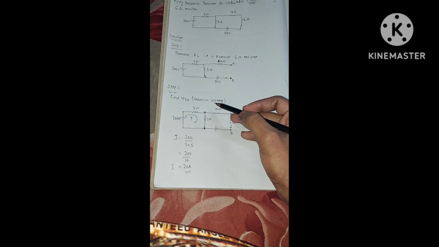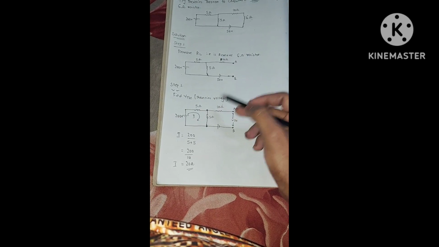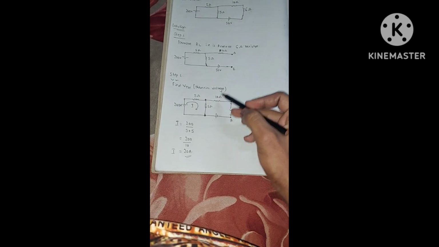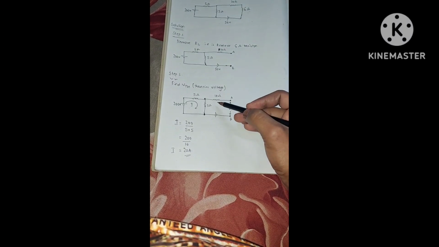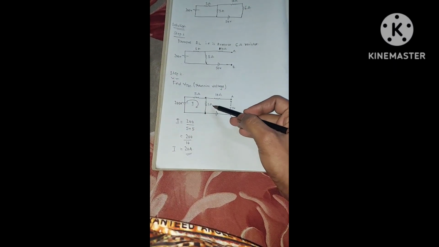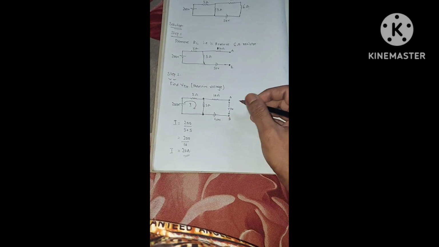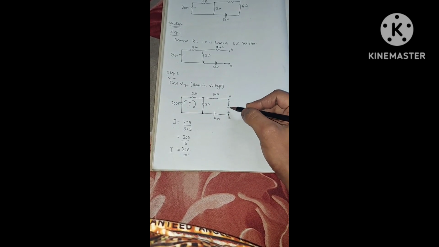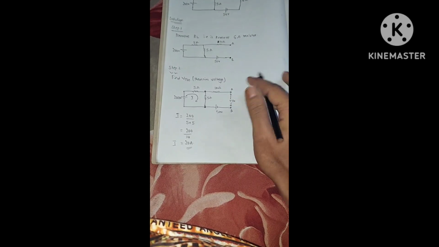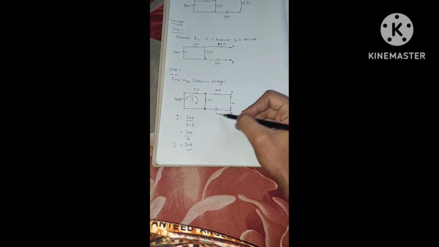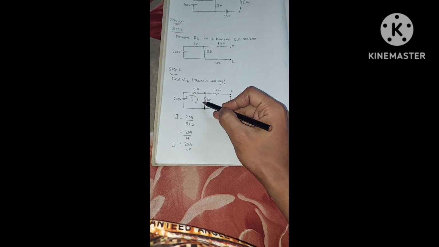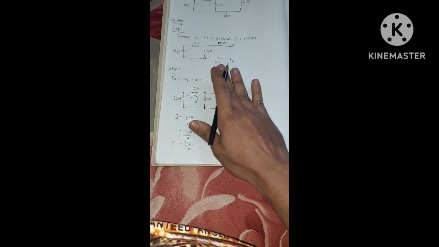Step 2 in Thevenin's theorem is to find the Thevenin voltage. The same circuit will be here: the 200 volt supply, 5 ohm, 5 ohm, 10 ohm, and the 50 volt supply is there already. We are going to find this VTH across AB. We know this circuit is open, so current flows only through this part.